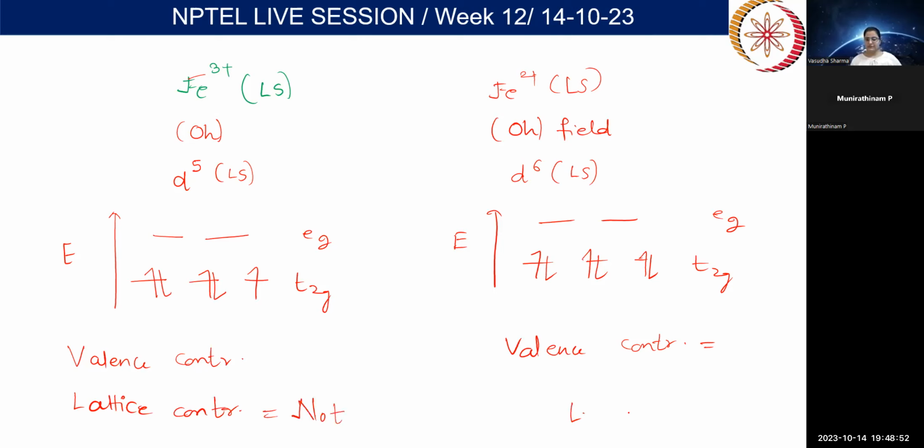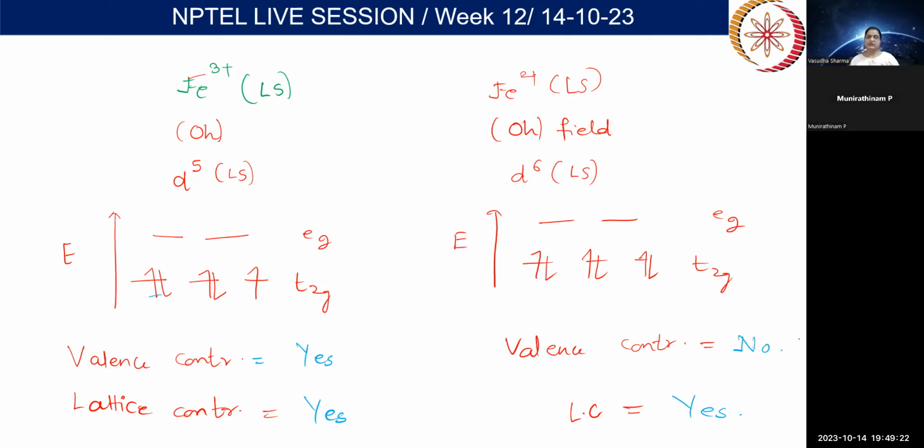And similarly, lattice contribution is also not here, right? Oh, sorry, it is present. Sorry for that mistake. Because of the two different ligands, it is present. So it is present, and this is also present. Now, what about the valence contribution in d5 and d6? Valence contribution available in d5, ma'am. Valence contribution not available in d6.